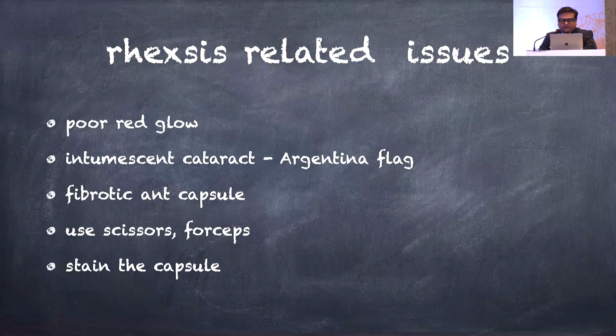So rexis related problems, what would you face intraoperatively is there is no red glow in most of these cases. You may not be relying much on the red glow. Intermittent cataracts are very common, especially in young patients who have undergone vitrectomy, and if there's a lens touch, there will be intermittent cataract, and you need to manage the capsule very well. Use forceps, scissors, stain the capsule.